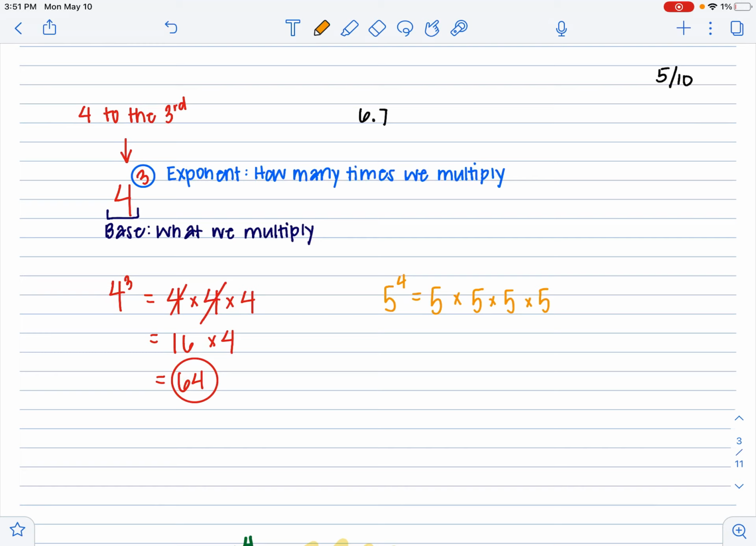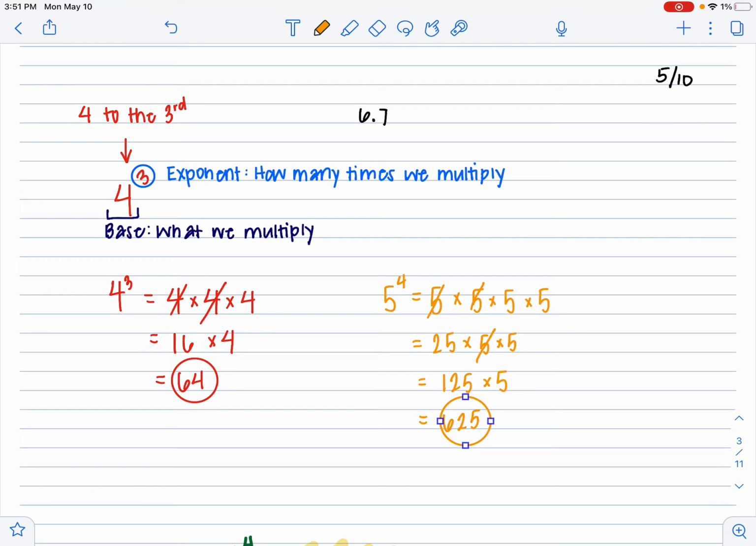And again, I would multiply 5 times 5. So I'll do my first two 5s, that's 25. I've got 2 5s left. I can multiply 25 times 5, which is 125. Got that third 5 taken care of. And then 125 times 5, which is going to equal 625.